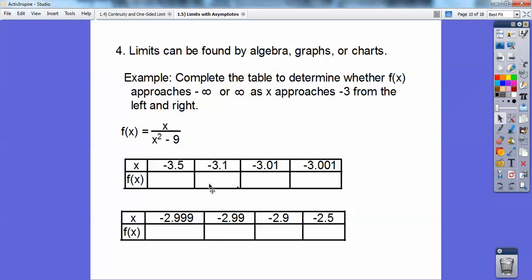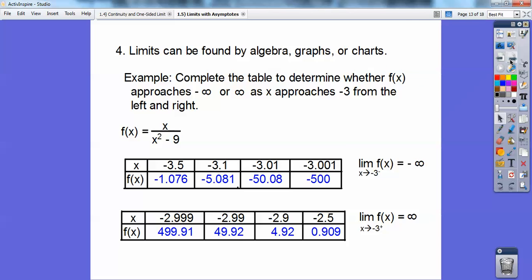So go ahead and I would plug this into my calculator under y equals. I have a TI-83 calculator. And then do the calculate feature and just plug in -3.5, -3.1. The Casio is real similar, I know. So you get those values right there. So check it out. When I approach -3 from the left, it's going down to negative infinity. When I approach -3 from the right, it's going up, getting bigger and bigger and bigger, growing to positive infinity. Okay, so there's negative infinity, there's positive infinity.